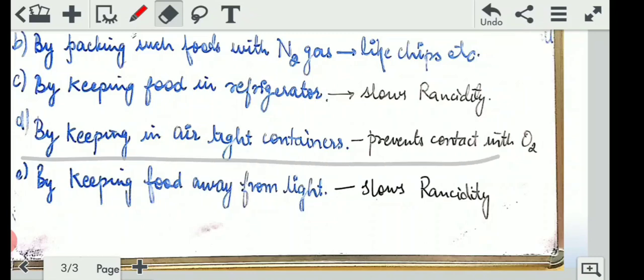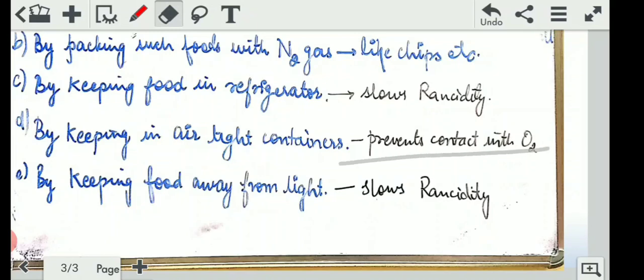Also by keeping in airtight containers. Obviously when you pack the food in airtight containers, जहाँ पे air अंदर ही नहीं जाएगी, so when air is not going outside, no oxygen, अगर कोई oxygen नहीं जा रहा तो there is no reaction of fats and oil. This prevents rancidity. By keeping food away from the light.